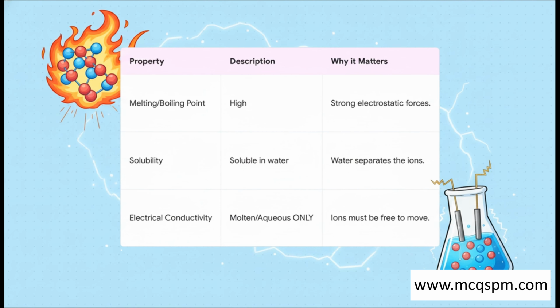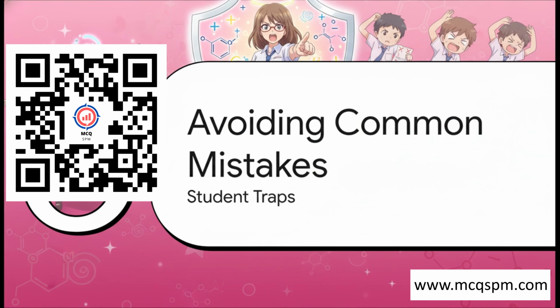Well, because the ions have to be free and mobile to carry a current. In a solid, they're just locked in place, not going anywhere. All right, let's talk about the common traps. So many students trip up on these simple points and lose easy marks. We're going to make sure you are not one of them.